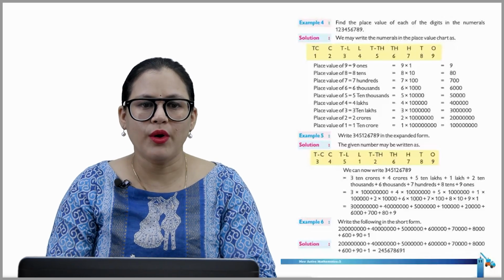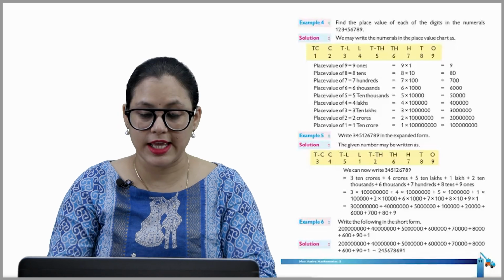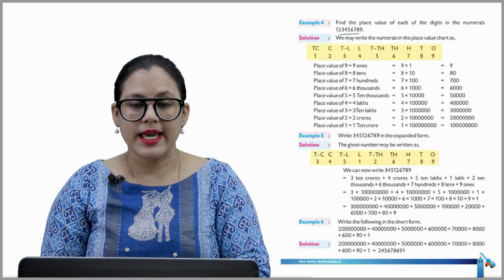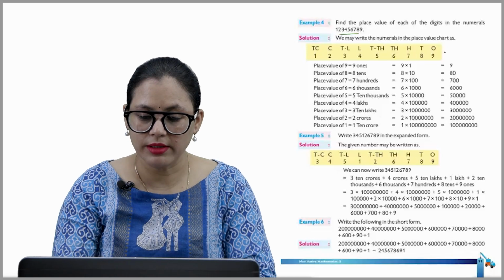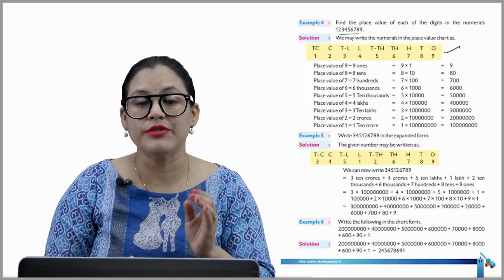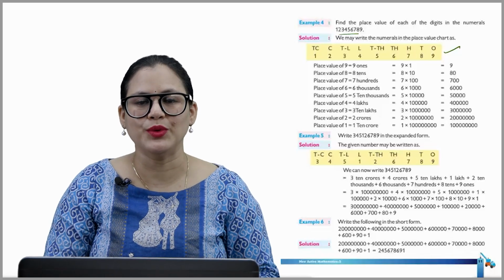Similarly, example 4: find the place value of each of the digits in the numeral. We have to find out the place value of each digit. First, we'll place them in the place value chart, then we will write the place values one by one. You know how to write the place value of a number.